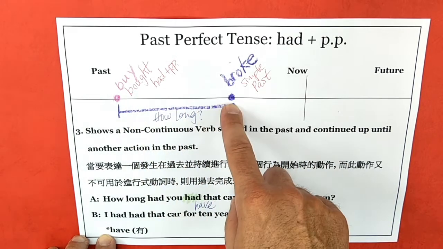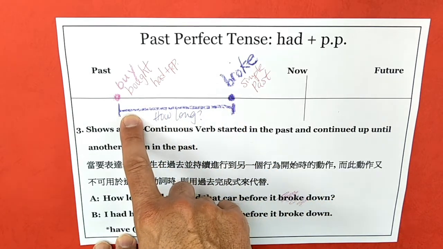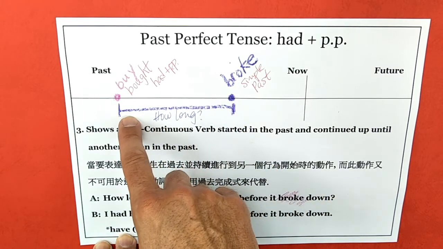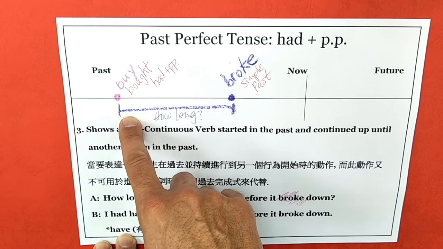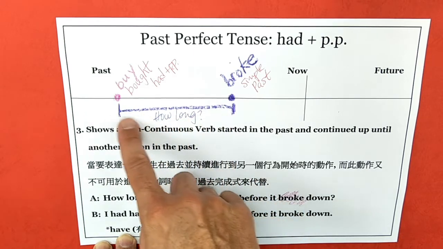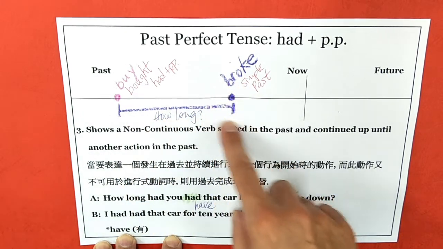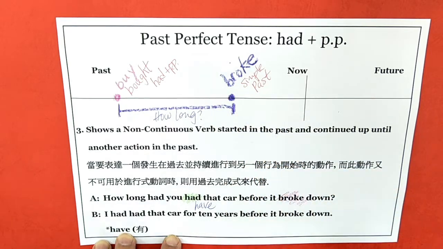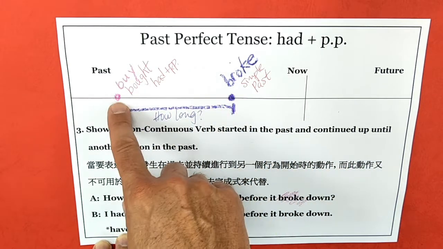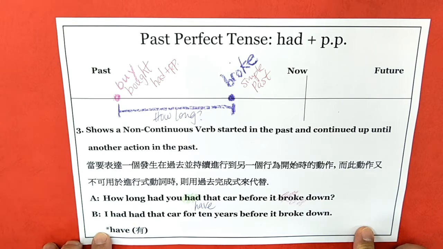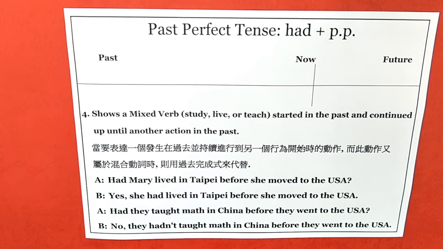We have two actions. The first action is non-continuous, having a car, and it goes up to a certain point. It's still in the past, but it's in the future of the first action. All right, okay, again, past perfect tense, had plus PP.